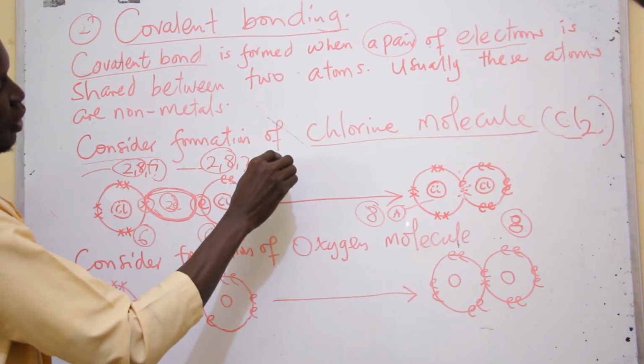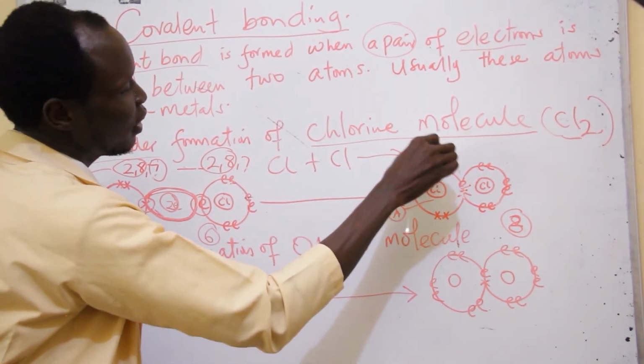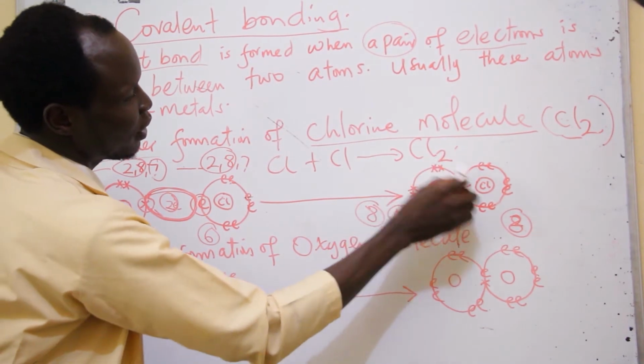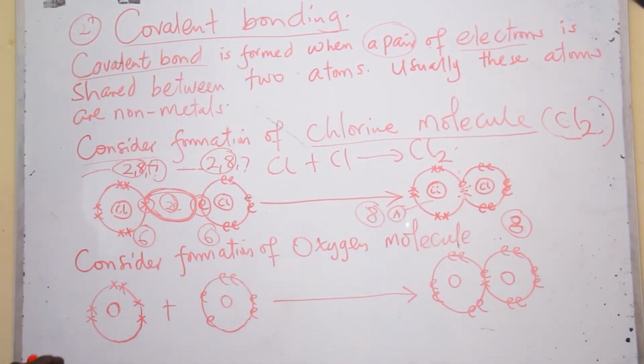So when using an equation, you have this atom plus this atom forming Cl2. This is the Cl2, but the bonding there is called a covalent bond.